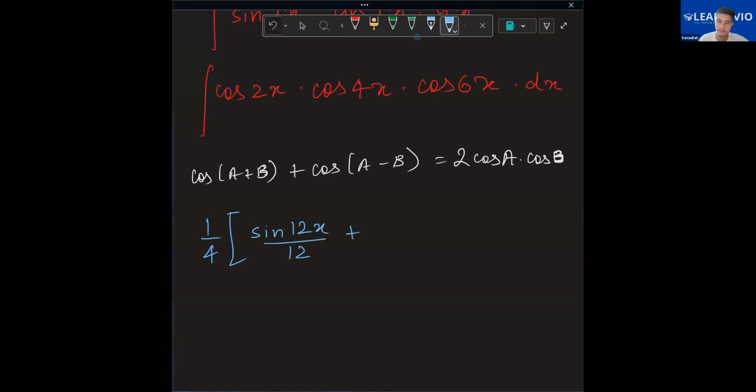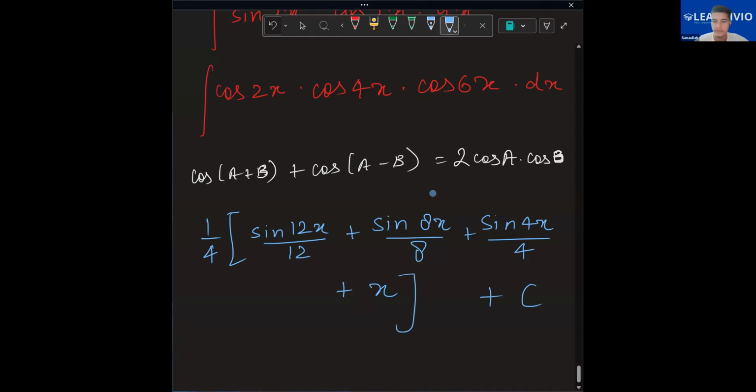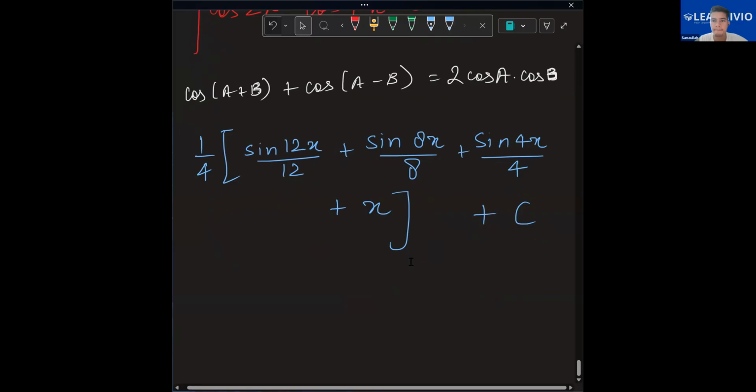Plus sine of 8x by 8 plus sine of 4x by 4 plus x, and then you have a c. Same answer. Yes, sir. Okay, rest of you, is it same? Yes, sir. That's it.